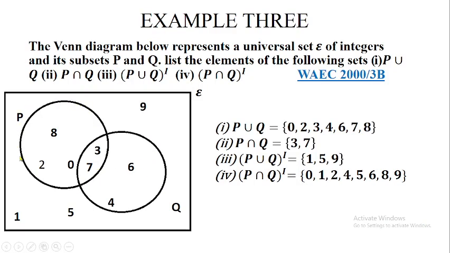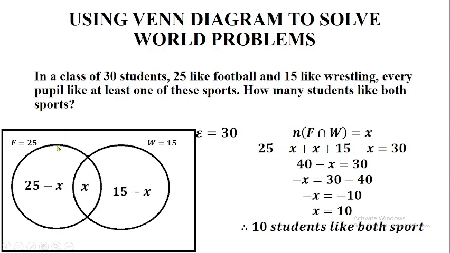To get the people that are here, we remove the people that like both from the elements in the set. So to know the people that like football only, you need to remove the people that like both football and wrestling from the 25 elements in football, and that gives us 25 minus X. So 25 minus X like football only.